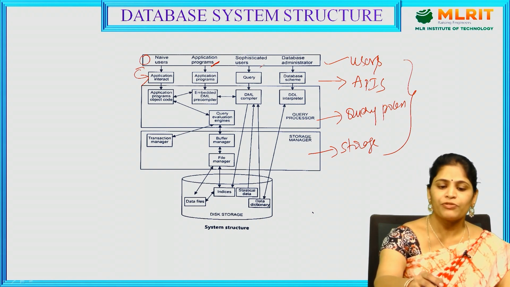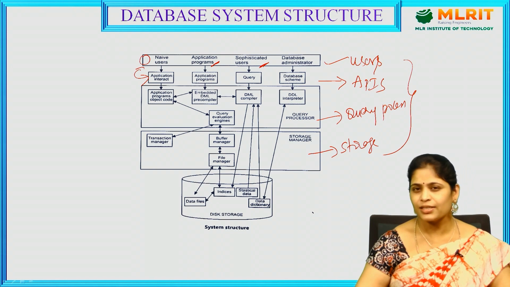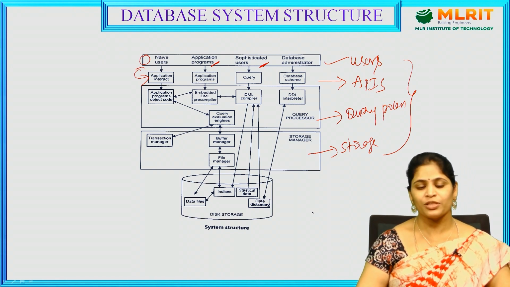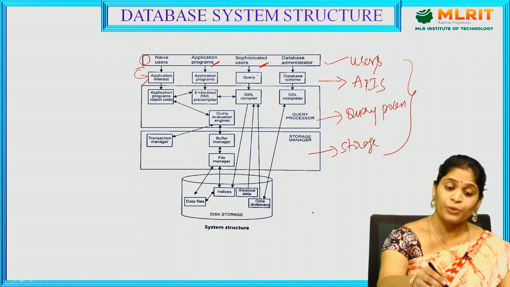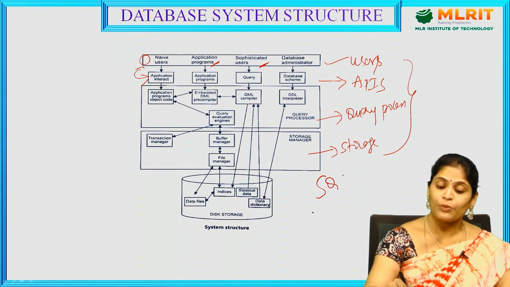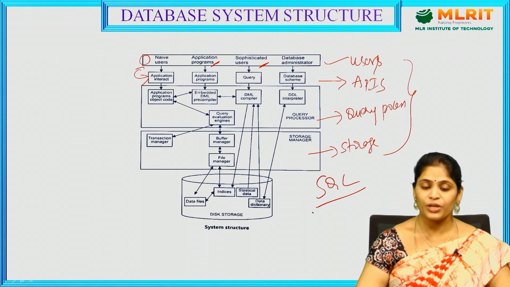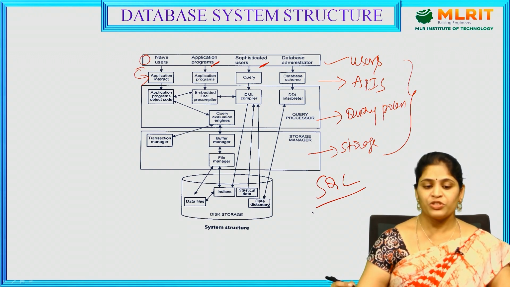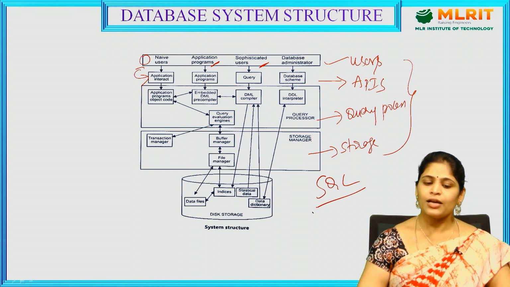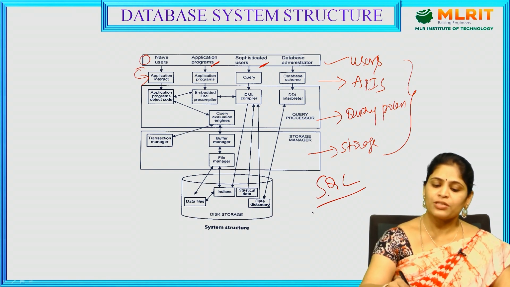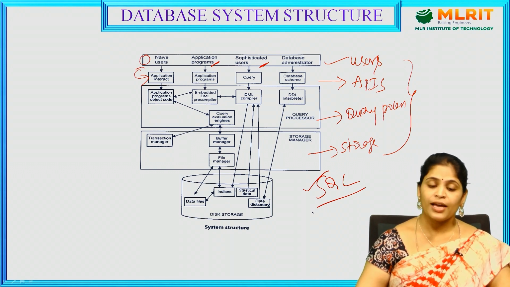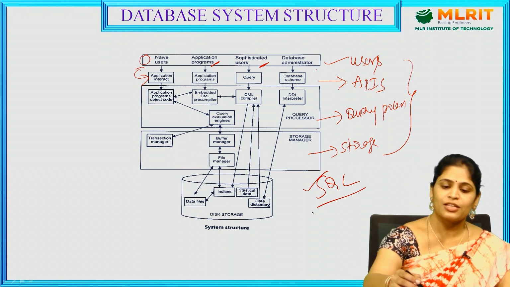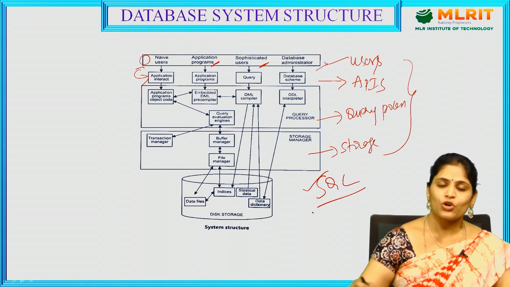The third type of users is sophisticated users. These are the users who interact with the database by already developed query tools or languages, one of which is SQL, structured query language. And the last type of user is the database administrator, shortly called the DBA.